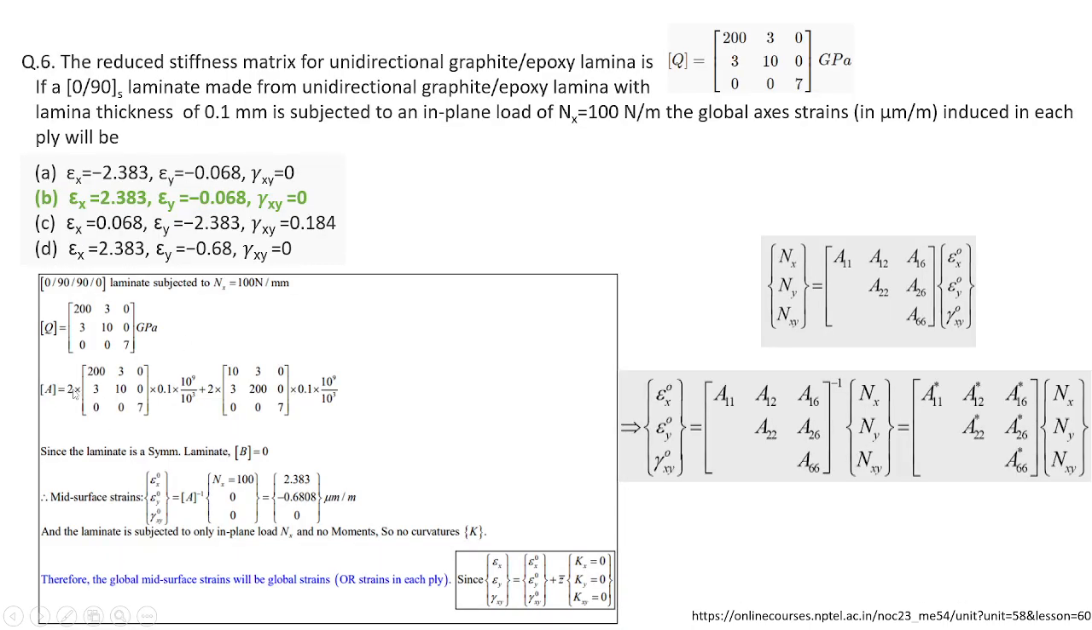So here they took 2 because it is symmetric, so 2 times they have done for one. This is the Q matrix for 0 degree. Now 2 times the 0 degree Q matrix into 0.1, which is the lamina thickness they have given, and they converted the units accordingly, plus again 2 times because it is symmetric for 90 degree, this is the Q matrix for the 90 degree into the thickness, and again they converted the units accordingly, and this is how they got the A matrix. Okay. Similarly, you have to do it for the B and D matrix.